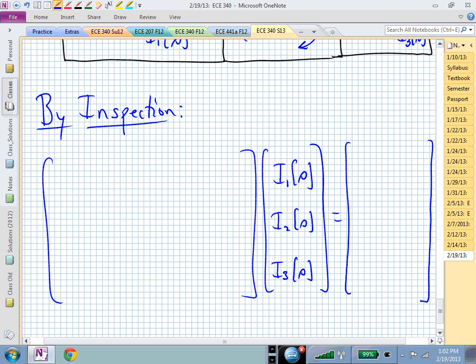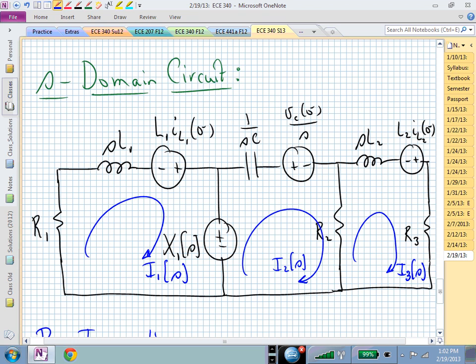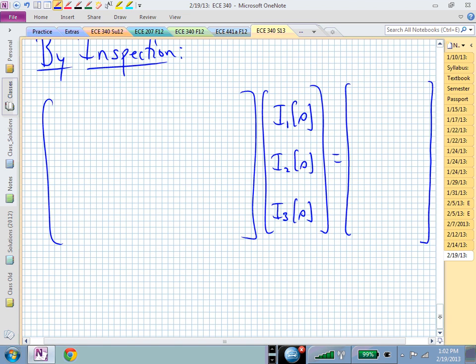Now we need to fill in these 3 rows on the left and the right. In the top row, that's going to be the row associated with mesh number 1. So we go back to mesh 1, and the first thing we do is we say, okay, which impedances are touched by I1? That's R1 and SL sub 1. That's it. Well, that's going to go in the diagonal entry of that impedance matrix as a sum. Meaning right now we have R sub 1 plus SL sub 1 right there. That's the 1, 1 location.